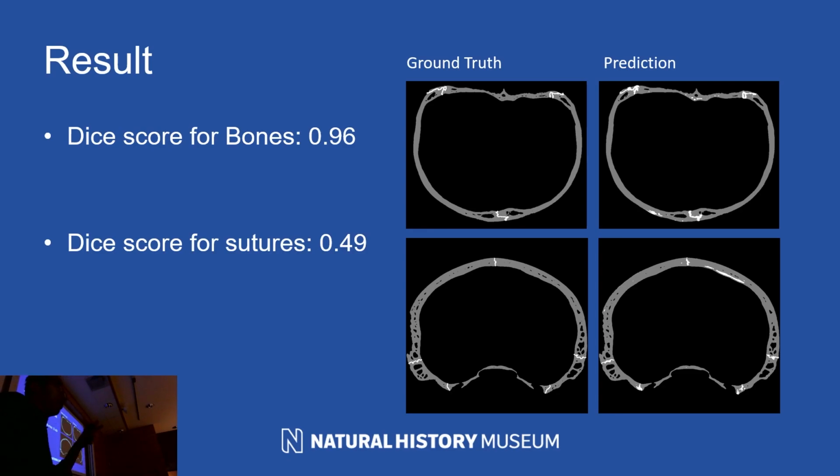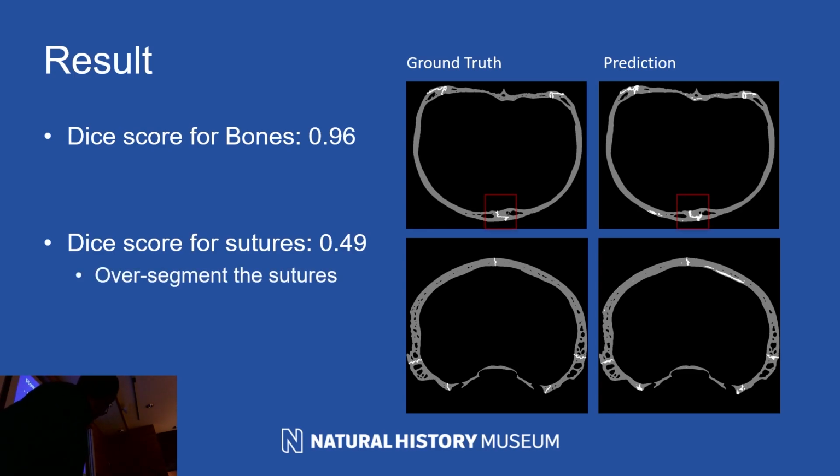So I identified two things that the model didn't do well. First, it tends to over-segment the suture. See here, it's slightly wider than the actual suture. I think it's maybe because of something with the weights, or the model learned too much and overfit. I have no idea at the moment.